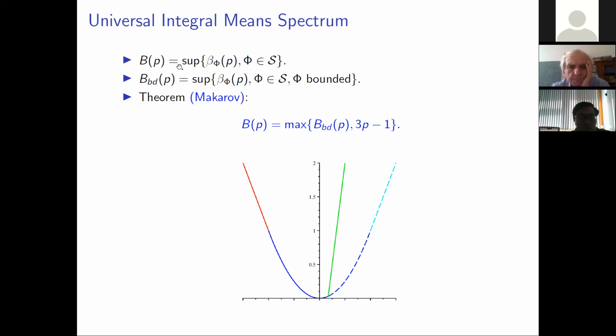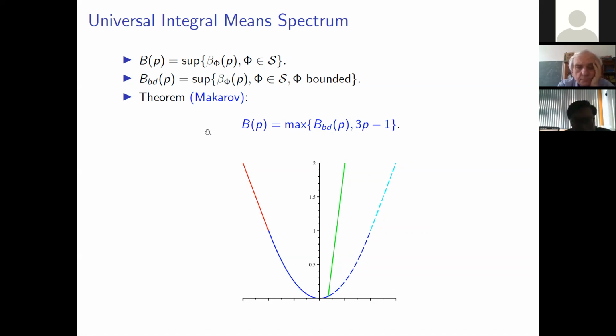So we define the supremum of all the integral means spectrum of phi at a point p over all the functions of the class. So we have the universal integral means spectrum. We can also define the spectrum for a subclass of S, the class of all functions in S which are bounded.